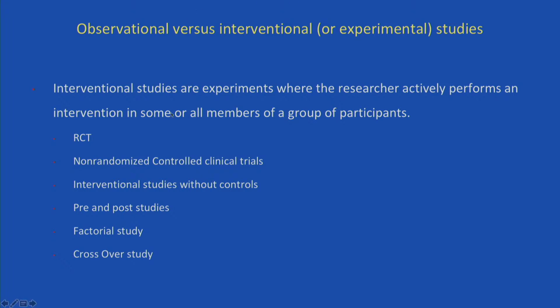Interventional studies are experiments where the researcher actively performs an intervention in some or all the members of the participants. The most common of them is the randomized controlled trial, where there is an equal chance to receive intervention X or intervention Y. Compared to that, in non-randomized trials there is no random allocation of intervention.